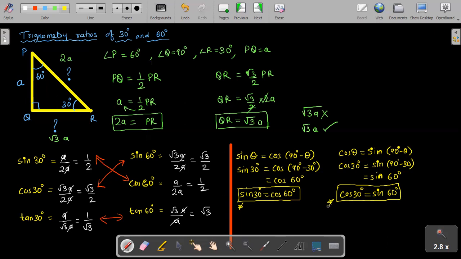Okay, so in this way we already got the values of sin 30 and cos 60, that is half, cos 30 and sin 60 is same, root 3 by 2, and tan 30 and tan 60, they are opposite values to each other. Okay, fine. So should we continue with the next session tomorrow?